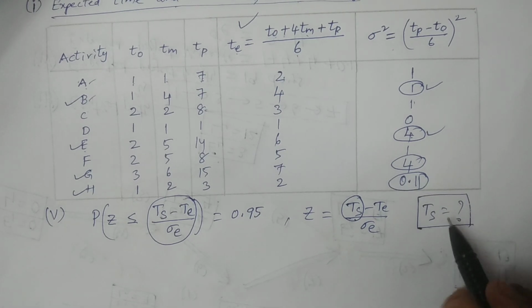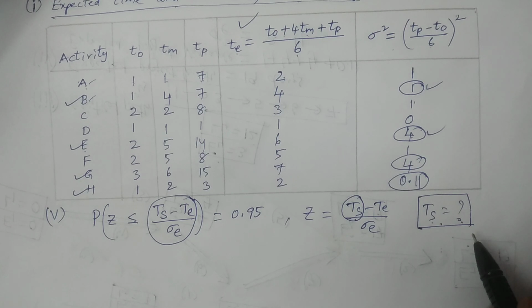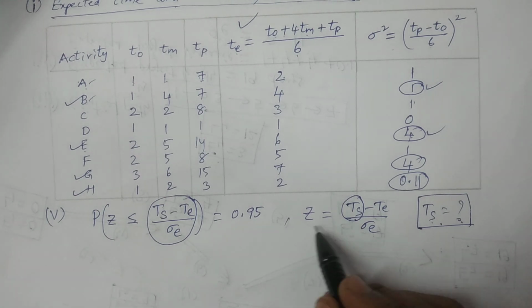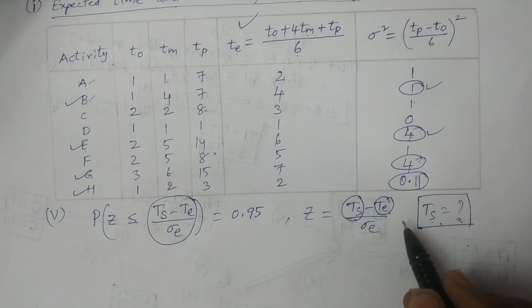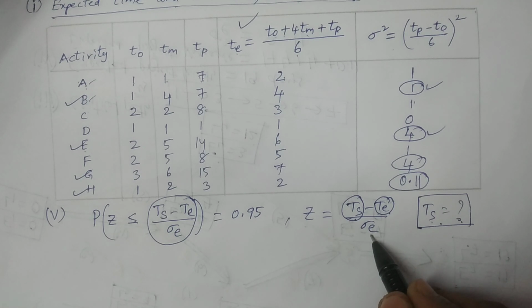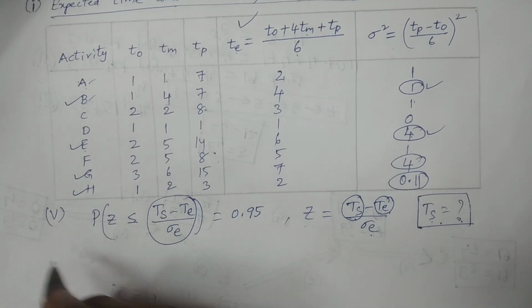What do you have to answer in this question? You have to calculate Ts. So Ts is how much? Our question is: what duration will have 95% confidence for project completion? How much duration is to be considered for 95% chances of completing the project? Here Te is the estimated time of completing the project, which we have calculated as 19 days, and sigma square E we have also calculated, so I am writing all the values.